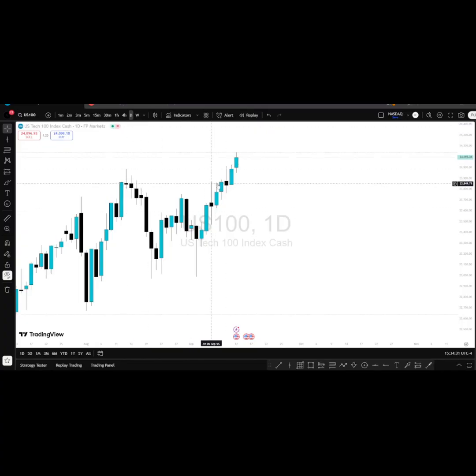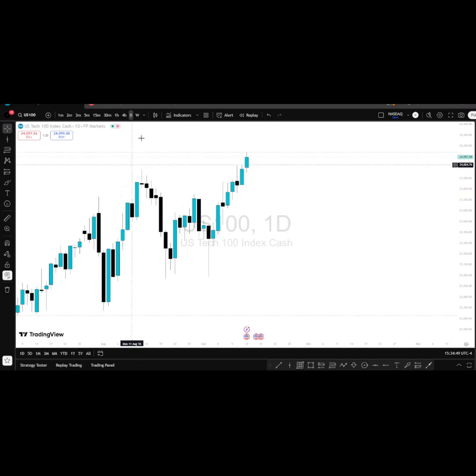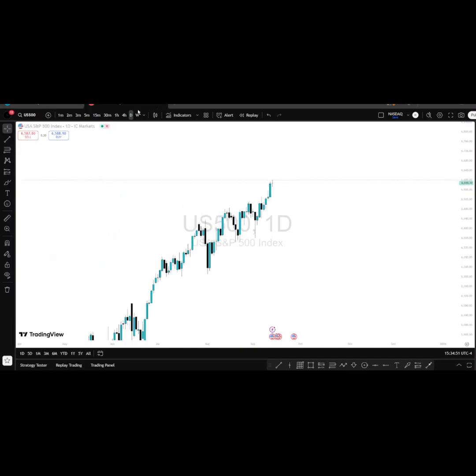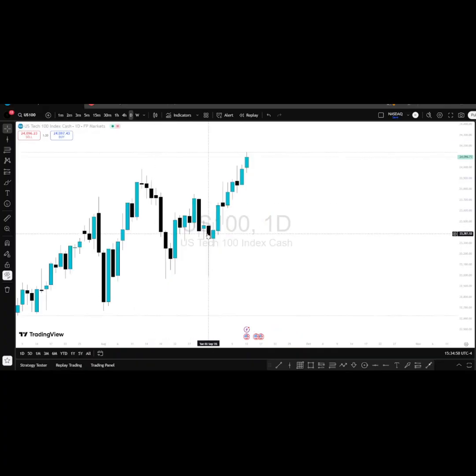The fact that we swept these two and closed back inside did not give me any reason to look for a reversal. Instead, I still wanted to see a continuation until we hit this high, because as the week started, I mentioned that I want to see Nasdaq trade higher and make new highs. That was in my weekly outlook. And SP 500, I wanted to see that continuation in making a higher all-time high.